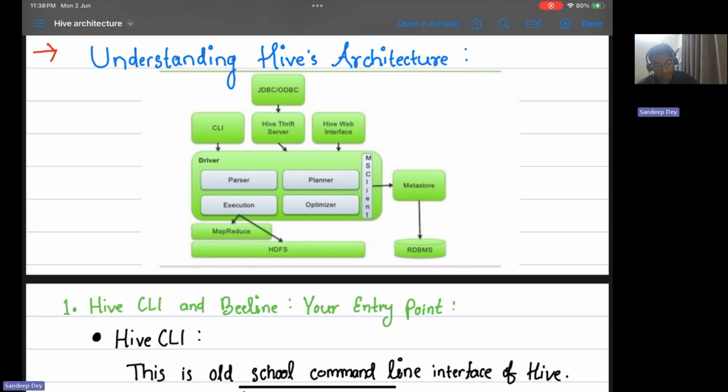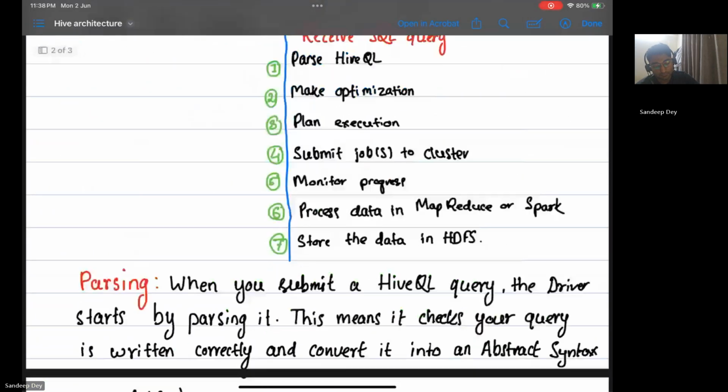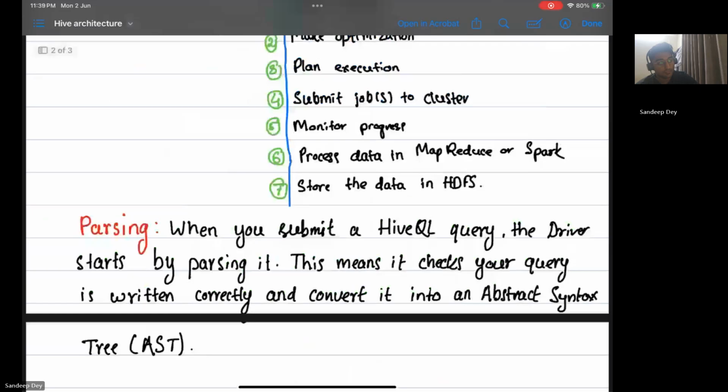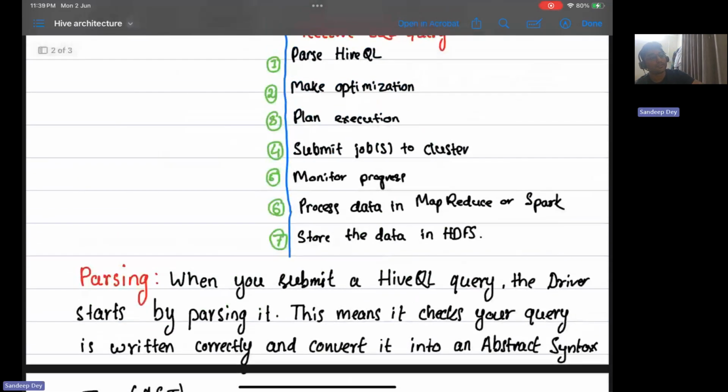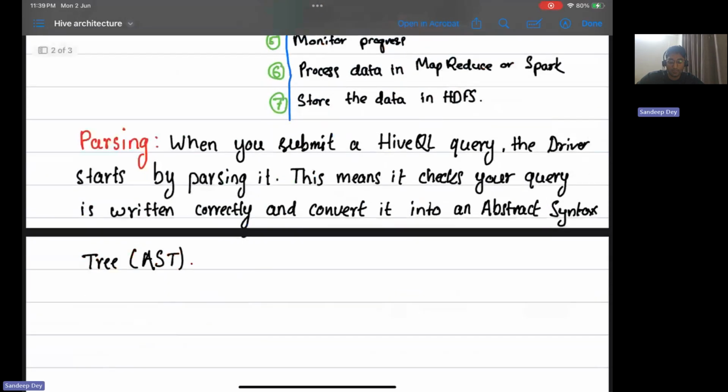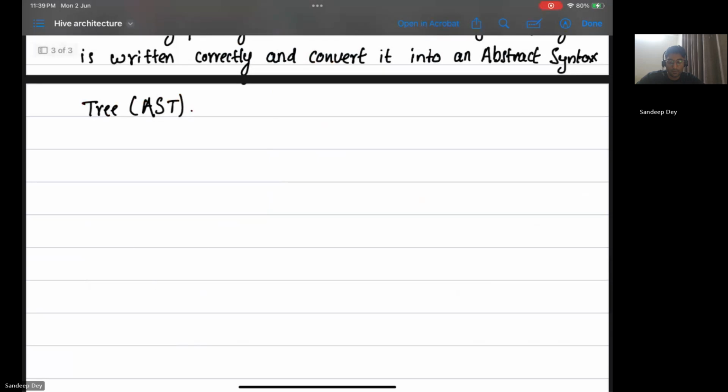Now you'll get to know the flow of query execution in Hive. This is something a bit important also. So let's see.